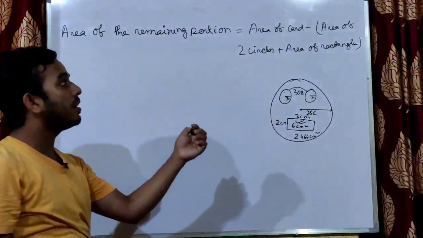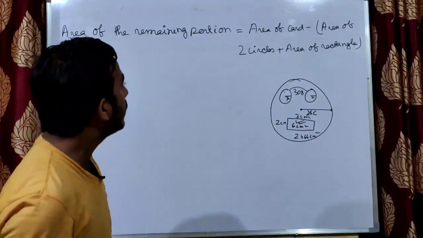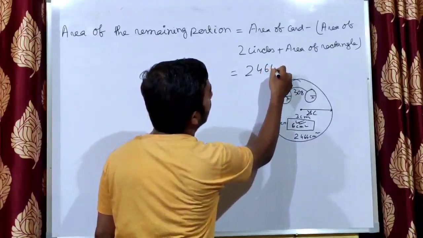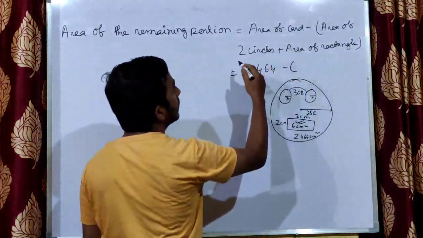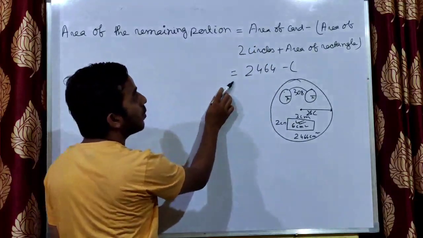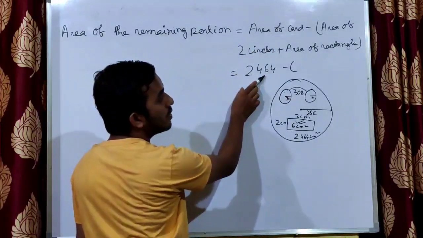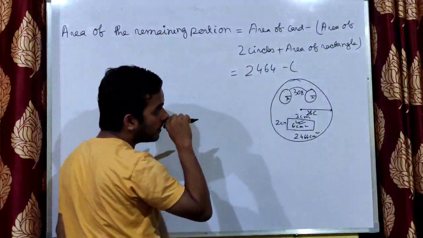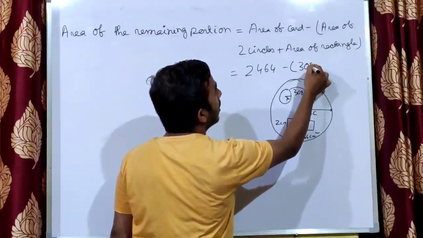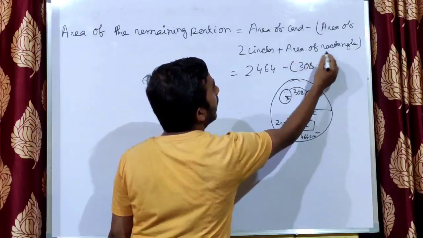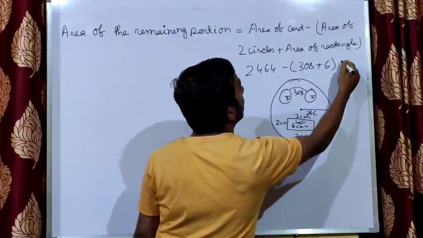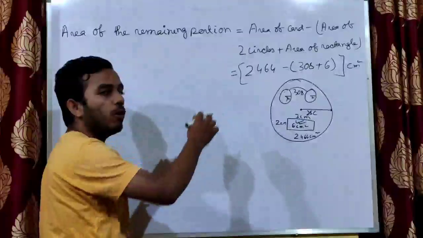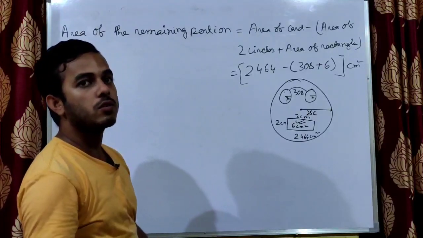So area of card is how much? It is 2464. So we'll write here 2464 minus bracket, then area of two circles is 308, then plus, then area of rectangle is 6. Then we will give centimeter square, right? Because all of them have centimeter square, so we have taken it as common.